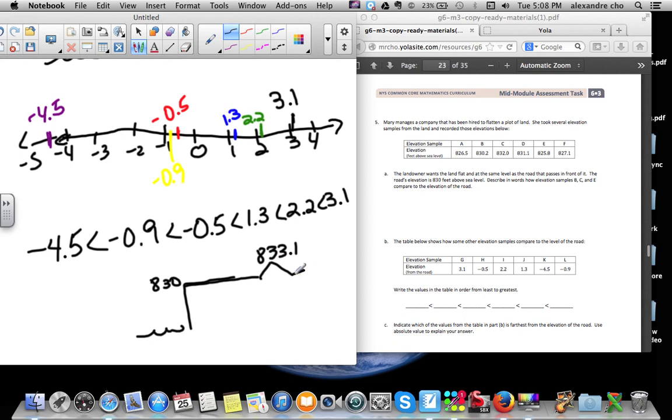But there's another stretch of the road where it sinks down quite a bit. It sinks down negative 4.5 feet, which makes this 825.5. So the biggest difference, either above 830 or below 830, is this one right here. That number is furthest away from 830 than any other number.